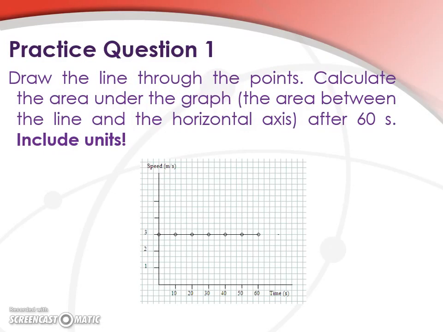Now if we draw the line through the points, obviously our slope is 0. In other words, the change in speed is 0 all the way along. But what we can do once we've drawn that line through is we can get the area between the line and the horizontal axis. Okay, so let's do that now.